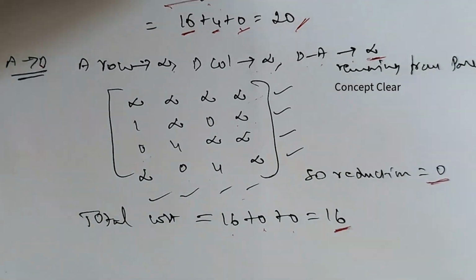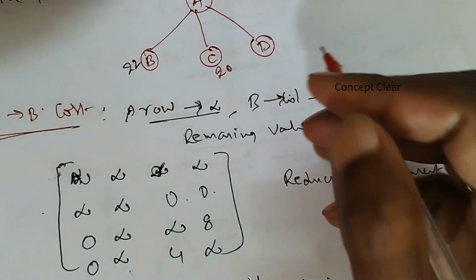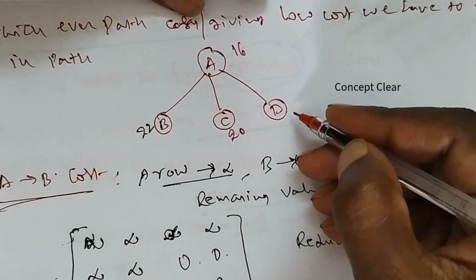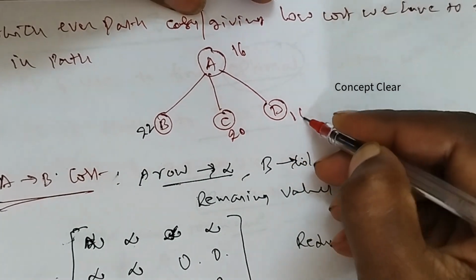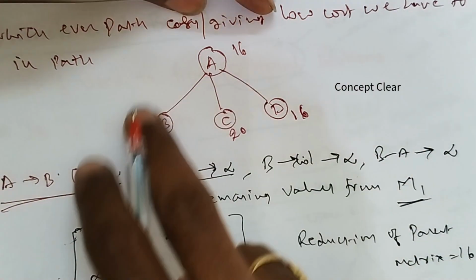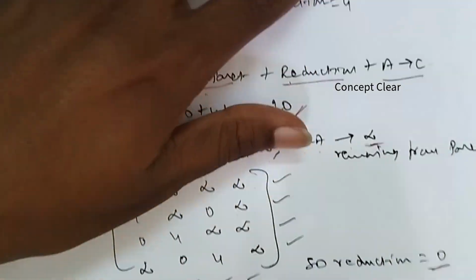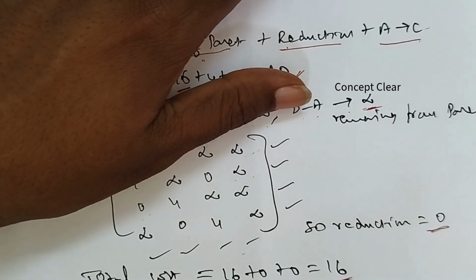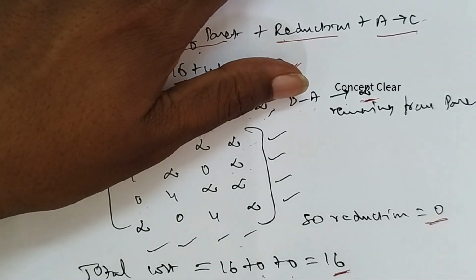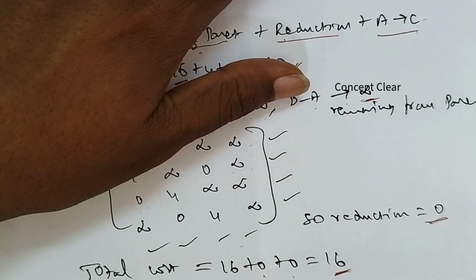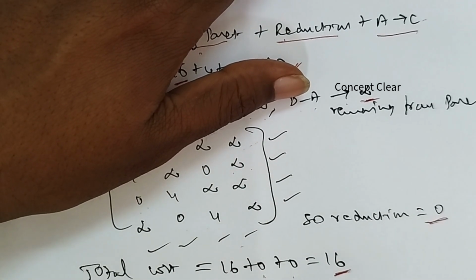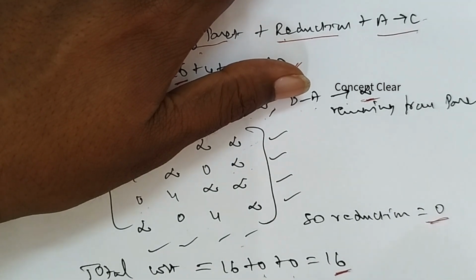So total value is 16. So again we have to update the diagram here. A to D cost is 16. By comparing these three, I am writing here A to B cost is 22, A to C cost is 20, and A to D cost is 16.